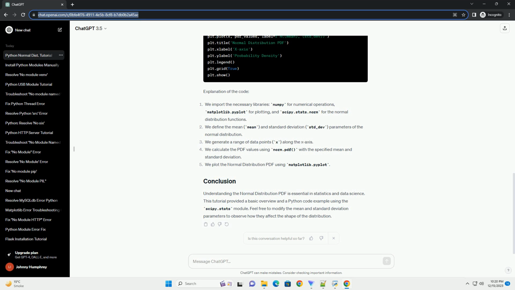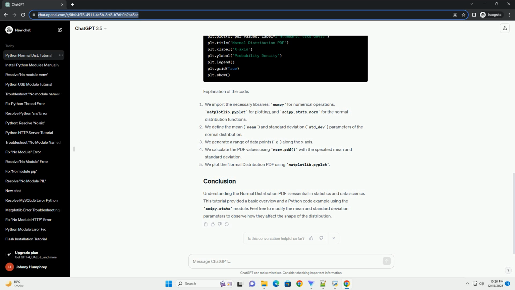the formula f(x; mu, sigma) equals 1 over sigma square root of 2 pi, times e to the power of negative (x minus mu) squared over 2 sigma squared, where. Now, let's create a Python script that demonstrates how to plot the normal distribution PDF using the scipy.stats.norm module.